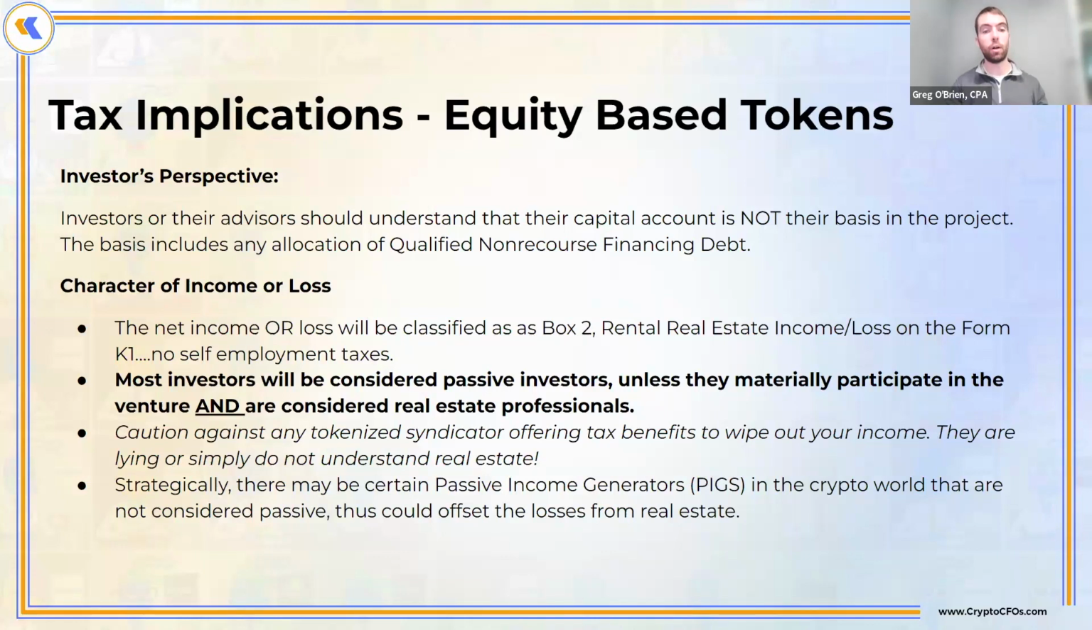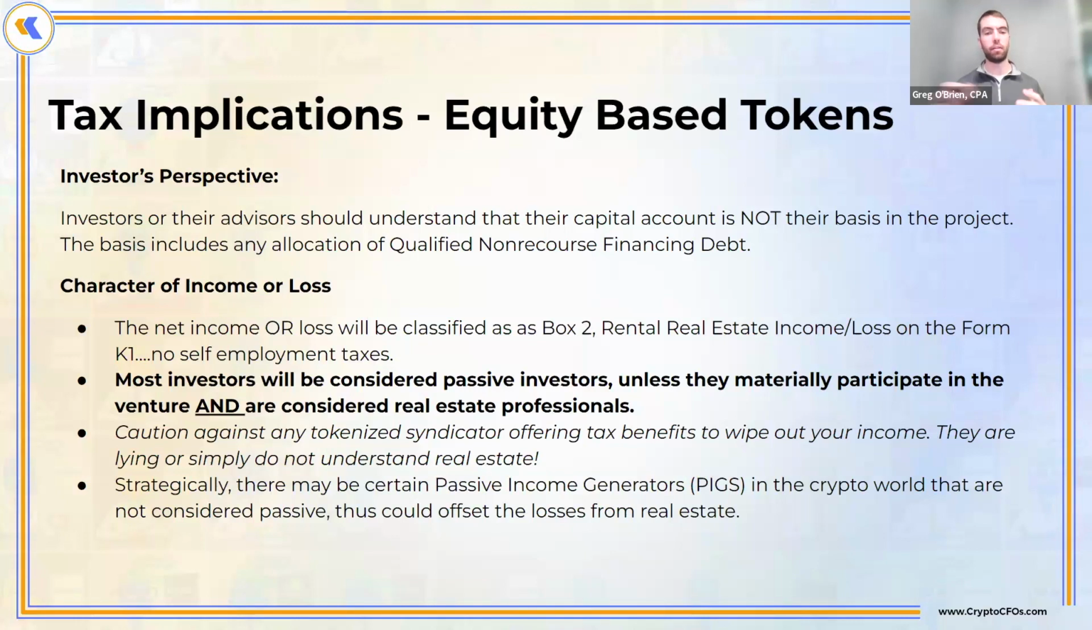So you're going to get the K1. Most investors in these projects, right? The person that's buying $1,000 worth of tokens, most likely they're going to be considered what's called a passive investor, right? So passive within the tax code, unless they're a real estate professional with the definition of the tax code and they materially participate in this venture. It's going to be passive.